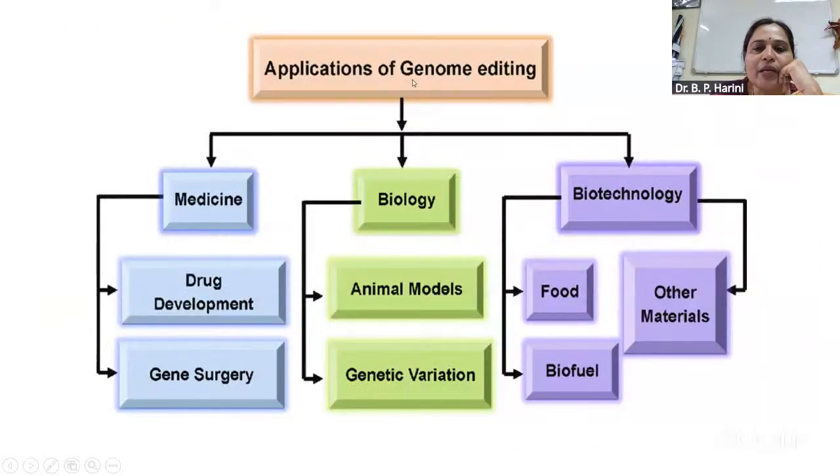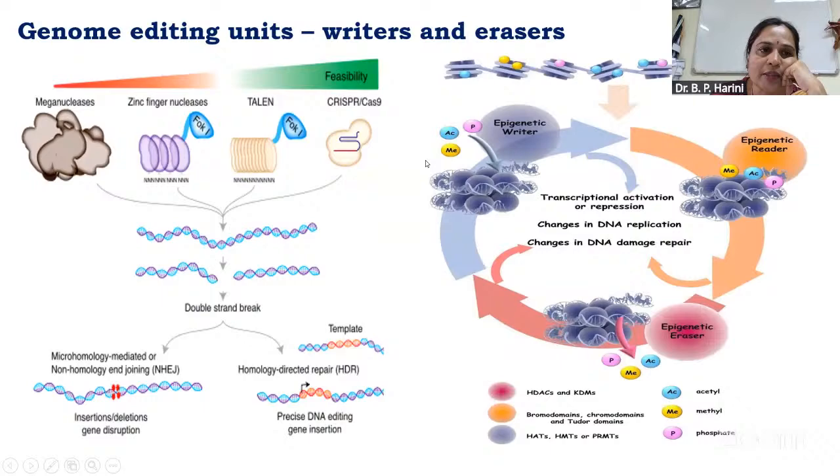So applications of genome editing involve three main areas: medicine, biology, and biotechnology. In medicine, it is used for drug development and also gene surgery. In biology, various animal models are used to see the genetic variations. At the biotechnological level, food, biofuel, and other materials are very much required for the applications of genome editing.